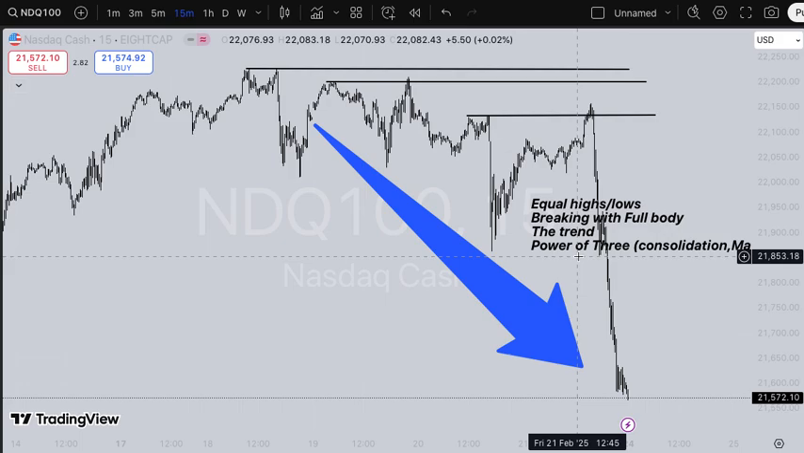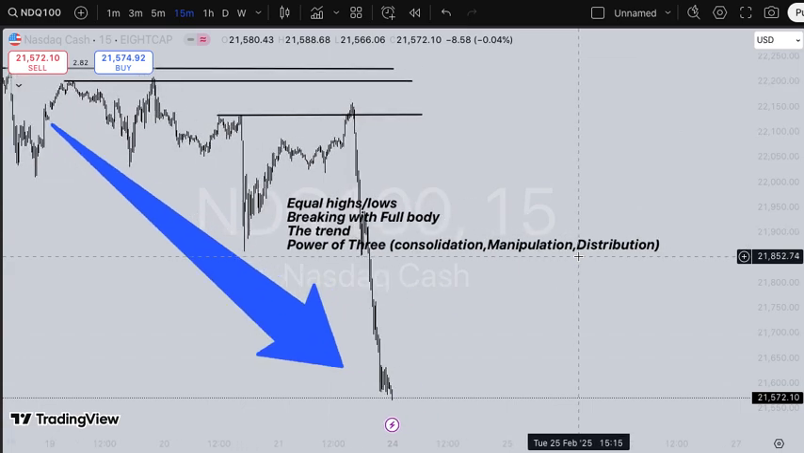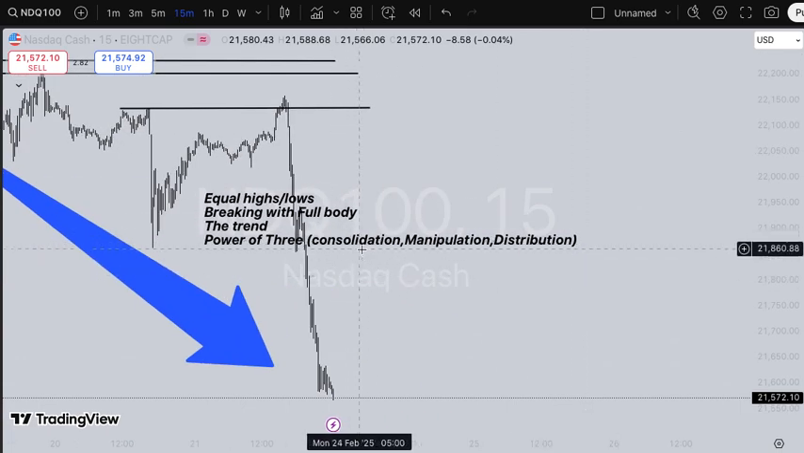Now let's talk about the power of 3. What is the power of 3? We're talking about consolidation. What is consolidation?